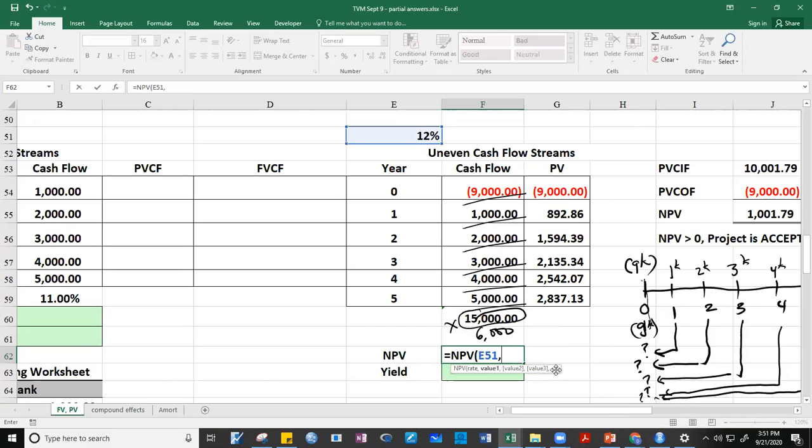What's our values? Ang value, ang sabi ni Excel, dapat future. So yung mga future natin, dito magsisimula. Okay? If I stop there, ang ibibigay lang sa atin, ito lang yung 10,000 lang. Yung present value lang of cash inflows.